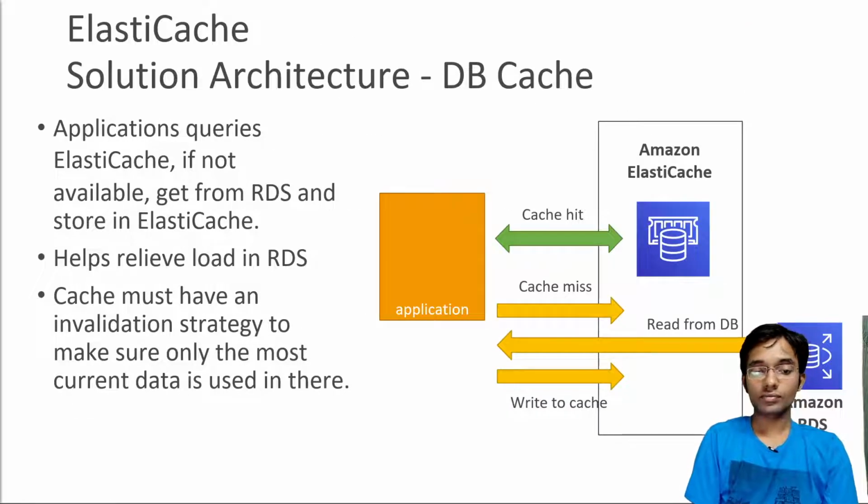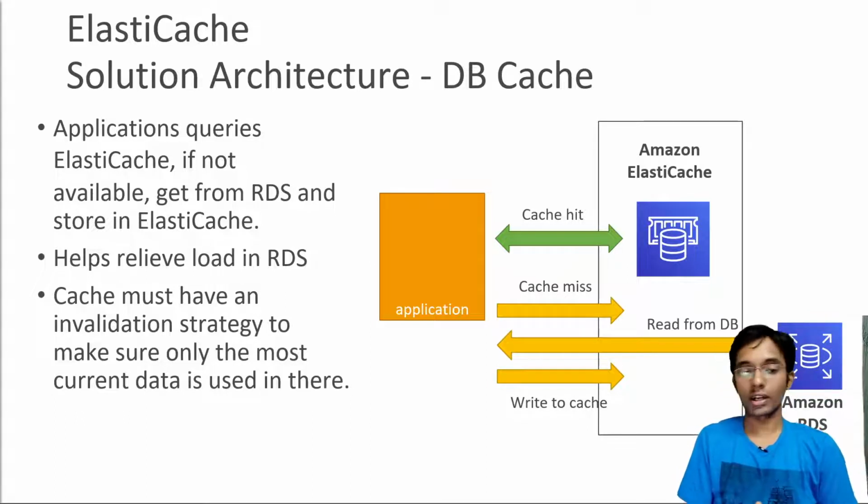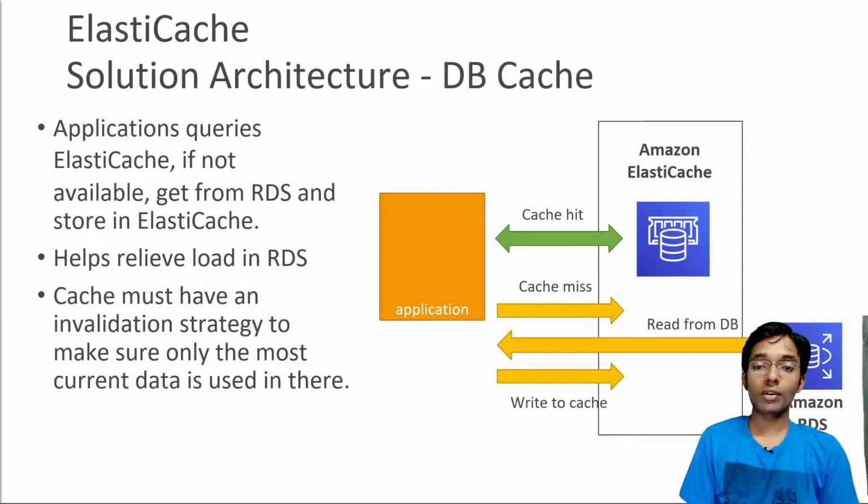Now, ElastiCache can be used as a DB cache. The idea is that you have the application, ElastiCache, and a database such as Amazon RDS. The application, when refactored, will query ElastiCache, and if the data is not available, it will get the data from RDS and store it in ElastiCache. That is one caching strategy called lazy loading. If we get a cache hit, that's perfect, and we get the data back from ElastiCache. Otherwise, if you have a cache miss, the data is not in ElastiCache, so we read it from the database and then write it to the cache.